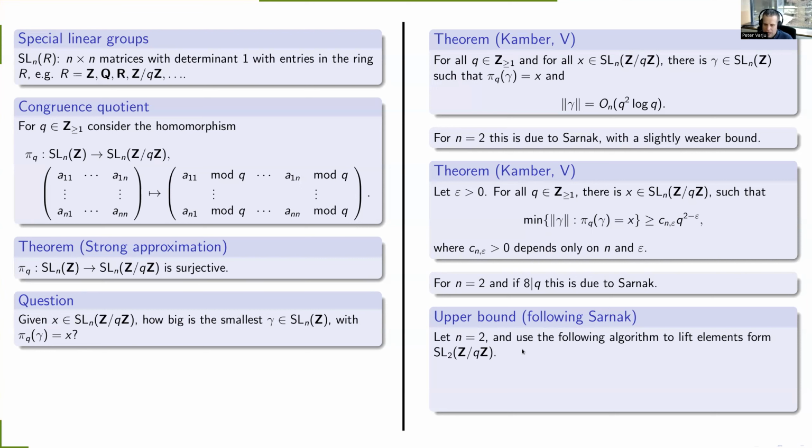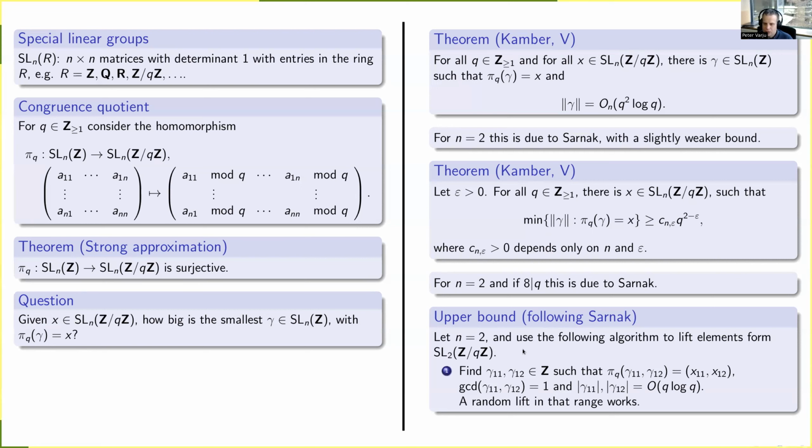Okay, so how do you do this? We are actually going to give an algorithm. So I not only show that there is a lift with entries bounded by Q squared times log Q, but I actually also show you how you can find this lift.